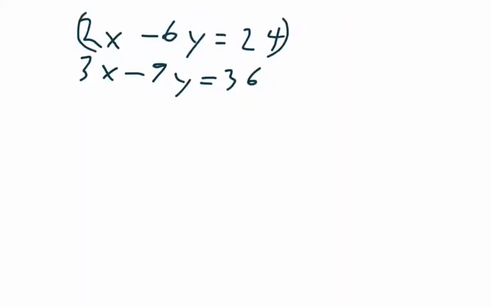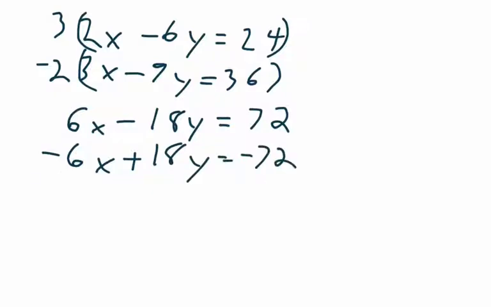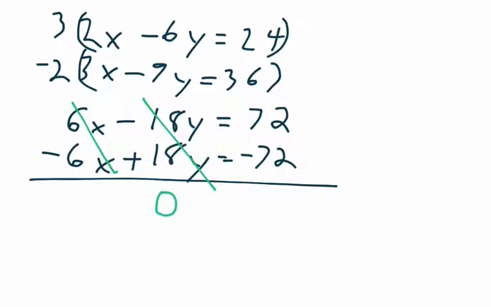For this one, I'm going to multiply this top equation by 3 and this bottom equation by negative 2, as that looks like it's going to eliminate the x's with negative 6. So 6x minus 18y equals 72, and negative 6x plus 18y equals negative 72. So the x's cancel again, and the y's cancel again, and we wind up with 0 equals 0.